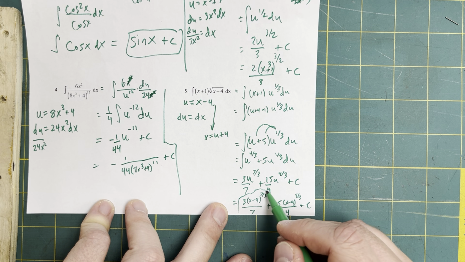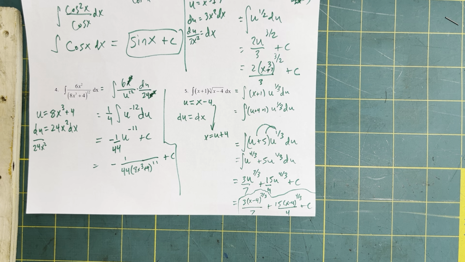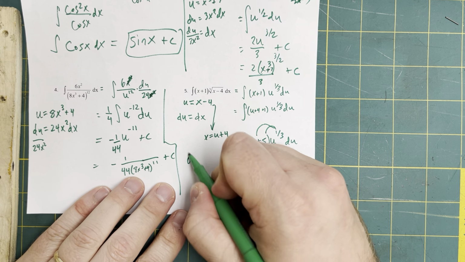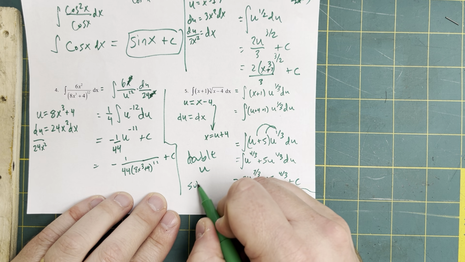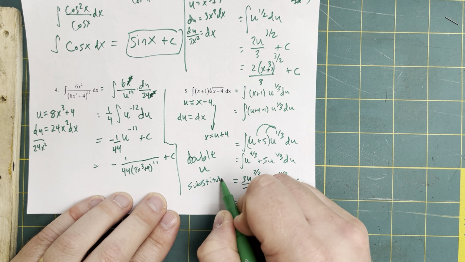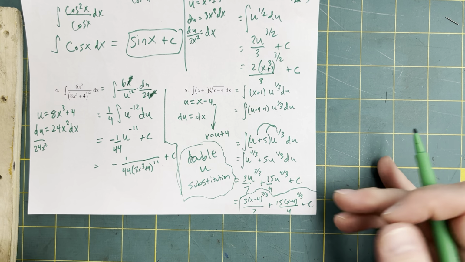So it's messy algebra. This is called double u substitution. It's an advanced tactic, but there it is.